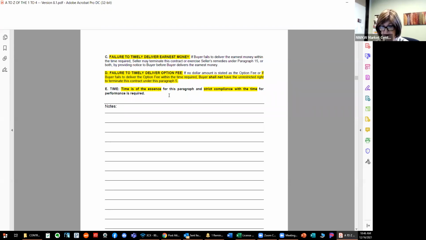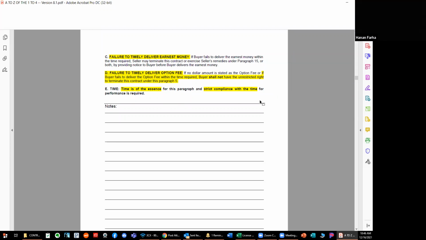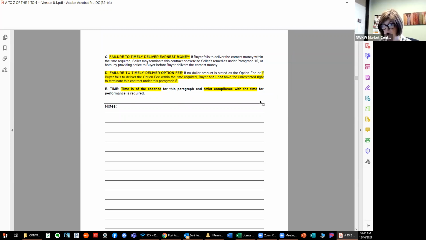Hopefully they put up option, but if they didn't put up option, then they don't have an option. If after the third day they haven't deposited the option, they've got no option. That's a hard line. Earnest money, if they haven't put it up but they get it there before the seller can terminate, then they're okay. They're done. Got it.